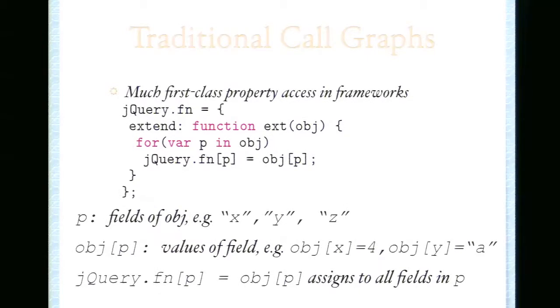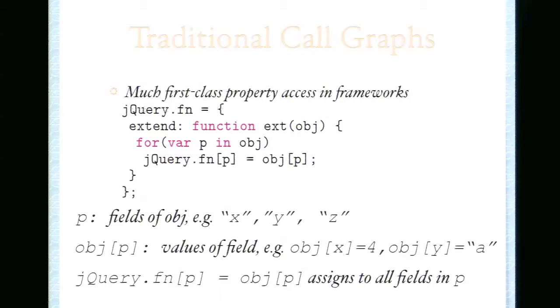This idiom, for var p in obj, is iterated. P now iterates across every property name that's defined in obj. So if I had 3 properties, this would iterate 3 times. And then I'm essentially taking this data in obj sub p, and I'm assigning it into this other variable, jQuery.fn sub p. So I'm basically copying from obj into this other jQuery.fn object.